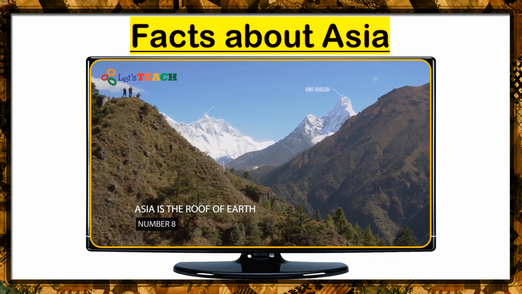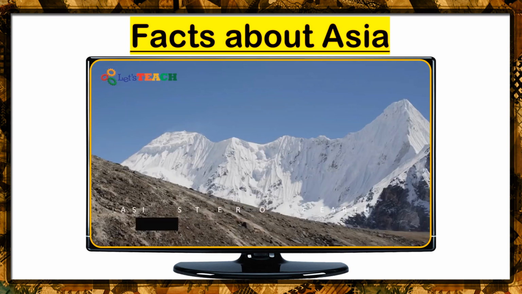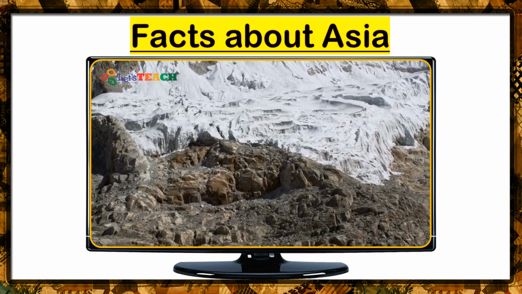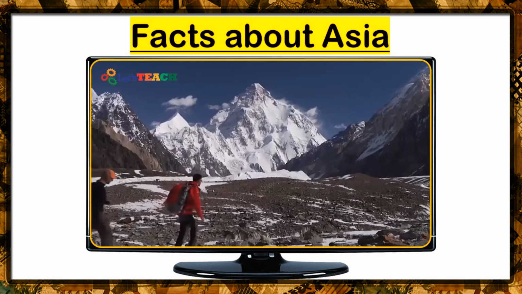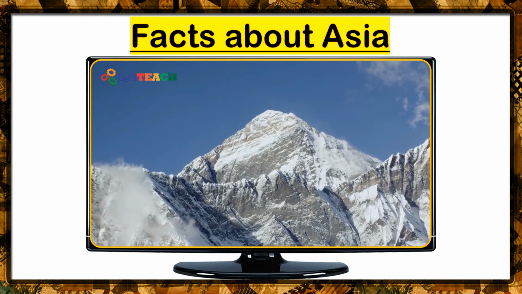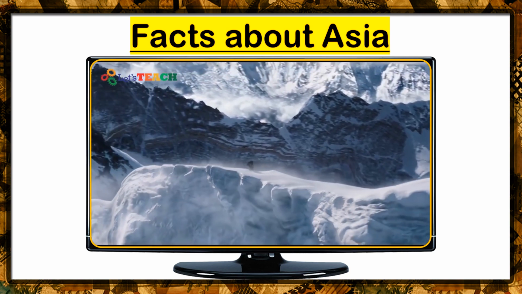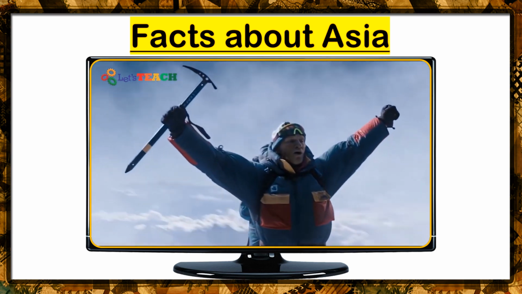Number 8. Asia is the roof of Earth. Yes, you heard me right. Asia is the roof of Earth because the 10 tallest mountain peaks around the world are located in Asia. Isn't that nuts? Everyone knows about Mount Everest, which is the highest peak in the world. K2 is the second highest, and Kangchenjunga is the third highest peak in the world. If you do a little research, you'll find the next 7 highest peaks in the world, and they're all located in Asia.